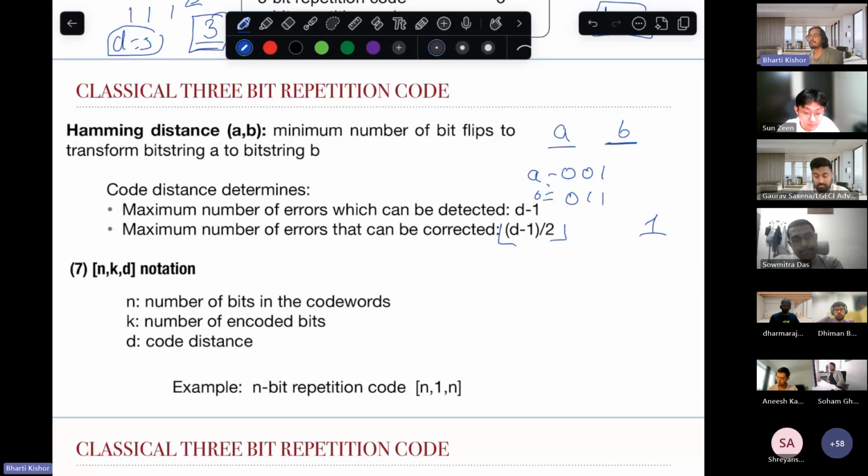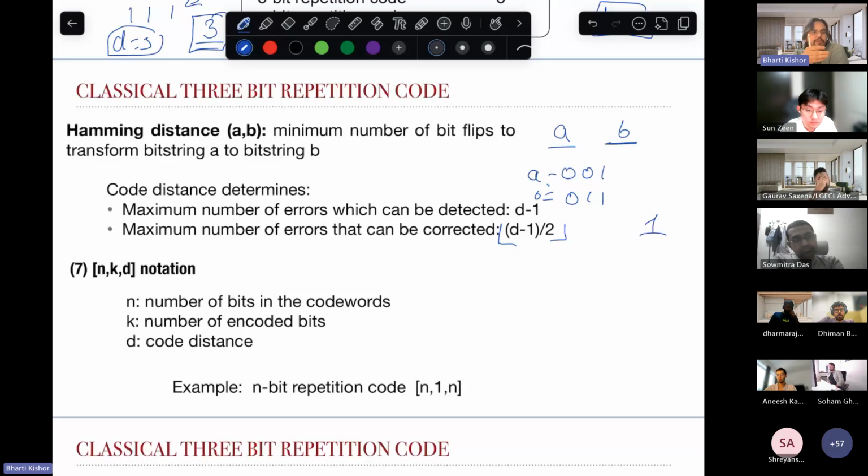Now this is also very easy to say because, at least in the repetition code, if all the bits in the bit string are identical, then you say that no errors occurred. So let's say the number of bit flips is d minus 1, and the distance of the code is d, then you find that all the bits are not identical, and hence you detect the error.